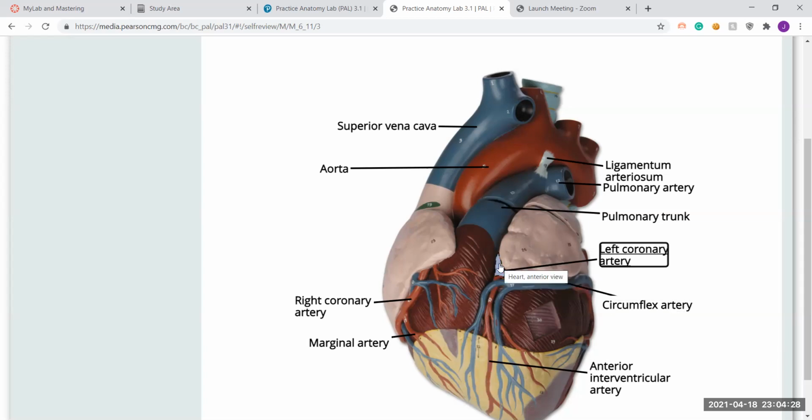So if the pointer is here, it is left coronary artery. This is the pulmonary trunk. There is pulmonary artery, and this is ligamentum arteriosus. This is the remnant of fetal structure, which connects your pulmonary trunk to the aorta. In fetus, there is mixing of venous blood with the systemic blood. Okay, and here you can see the muscles inside the heart.